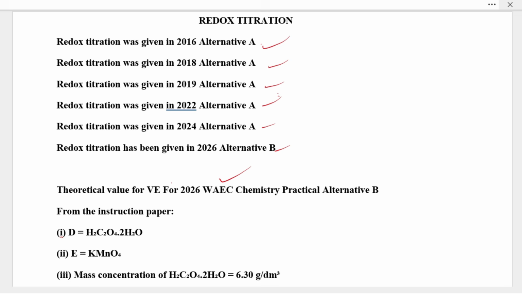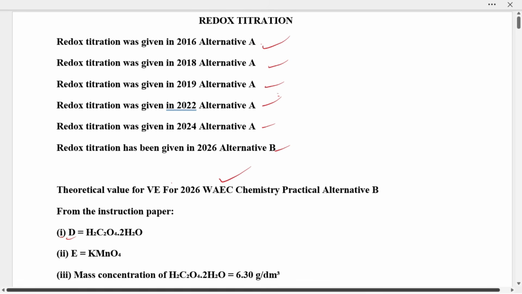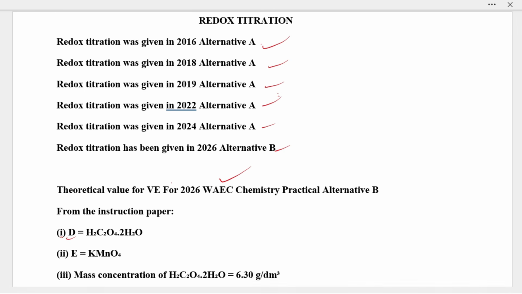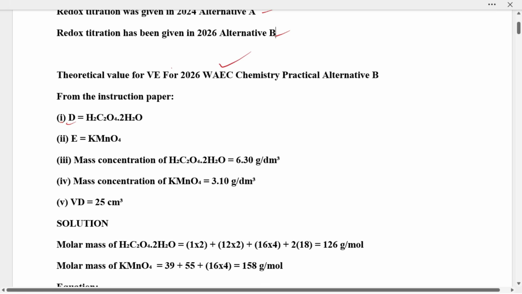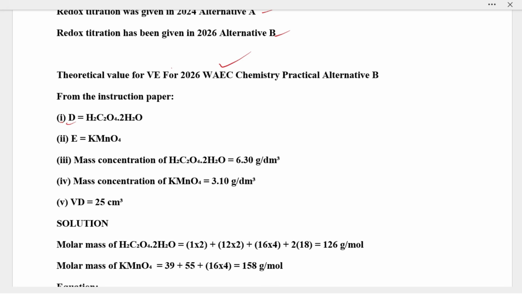So the D given is oxalic acid as H2C2O4.2H2O. Of course, it is a hydrated salt. So oxalic acid is hydrated. I hope you know what that means. All right, we have got our E there. Our E is KMnO4. Now the mass of the oxalic acid given is 6.3 gram per dm³, while the mass of KMnO4 given is 3.1 gram per dm³.